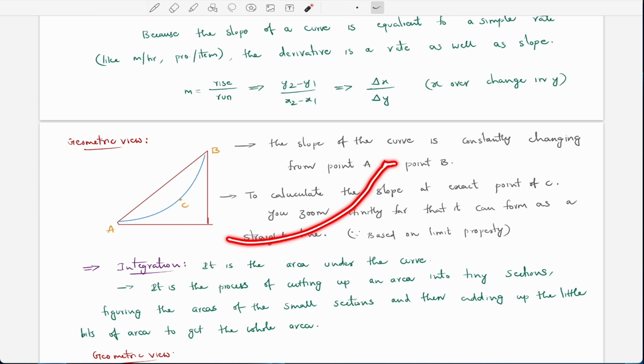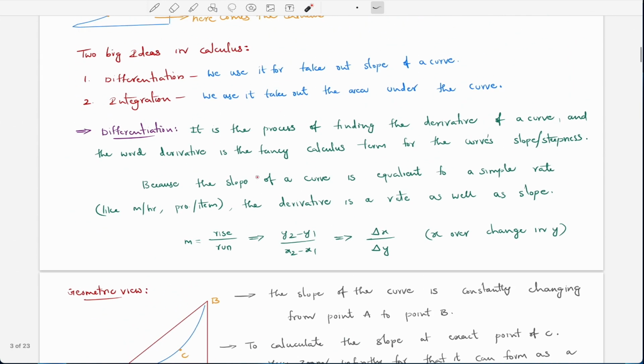Based on this limit property, I'm going to discuss what the limit property is in our further lectures. But do what I said: take a screenshot and zoom in as much as you can, and you're going to see a straight line. So this is how we find the derivative of that curve.